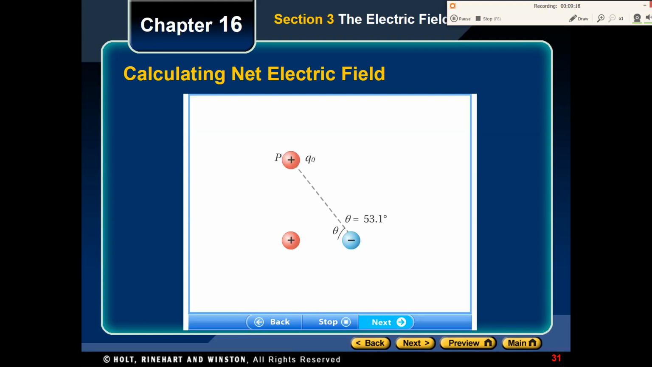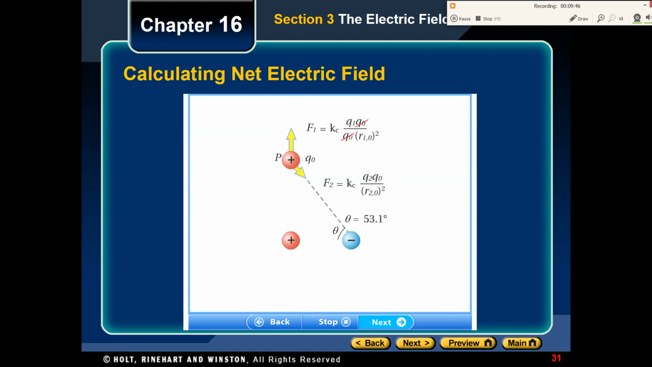Remember that the electric field at a point is the electric force that a small positive charge would experience at that location. The magnitude of the electric force exerted on the test charge by Q1 is given by Coulomb's law. Q1 and Q0 are both positive, so they repel each other. Since Q2 is negative, the force it exerts on Q0 is attractive.